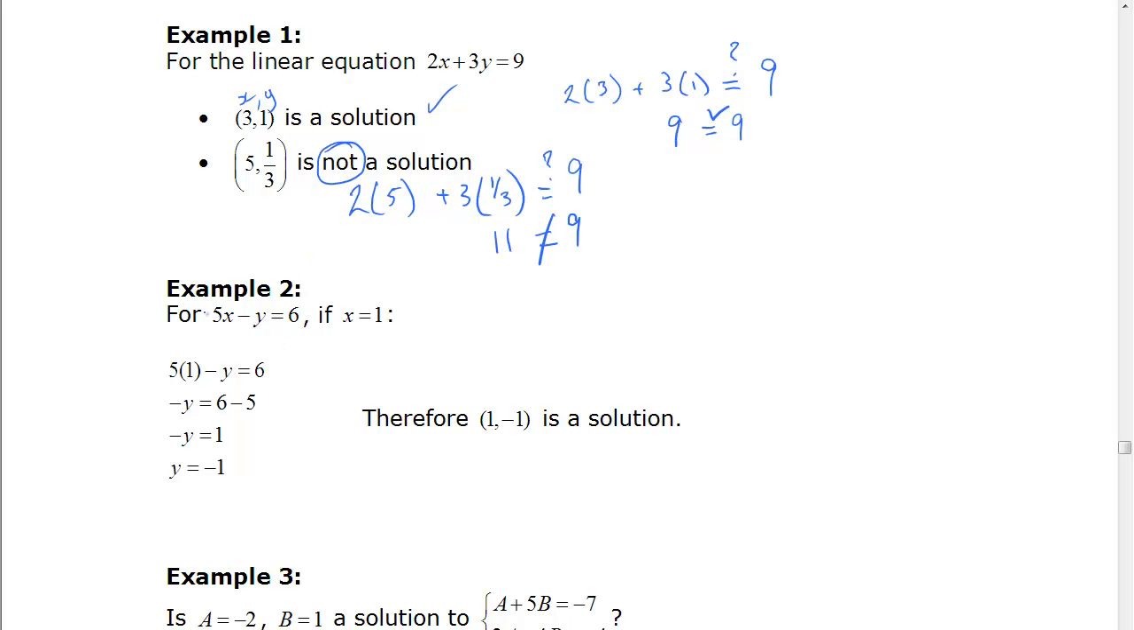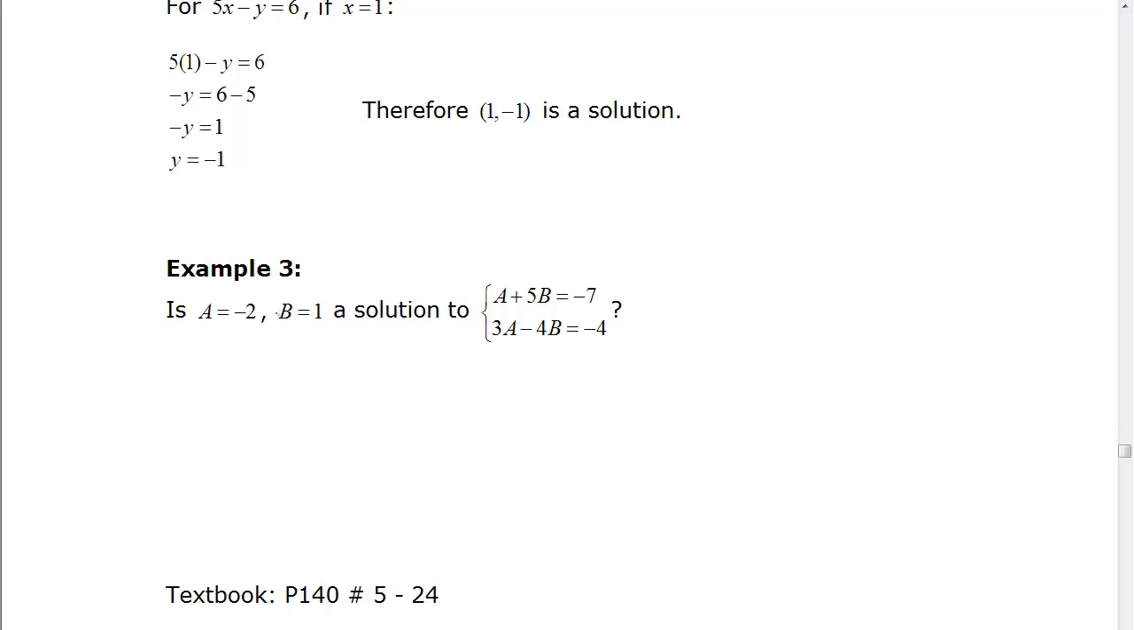For this one, we're asking you to actually find a solution. And to do that, if we have two variables, we need to tell you what one of them is. So we're telling you, here's our linear equation with two unknowns. If x is equal to 1, what is y? So we plug 1 in for x, move all the pieces to find y is minus 1, and we get the solution.